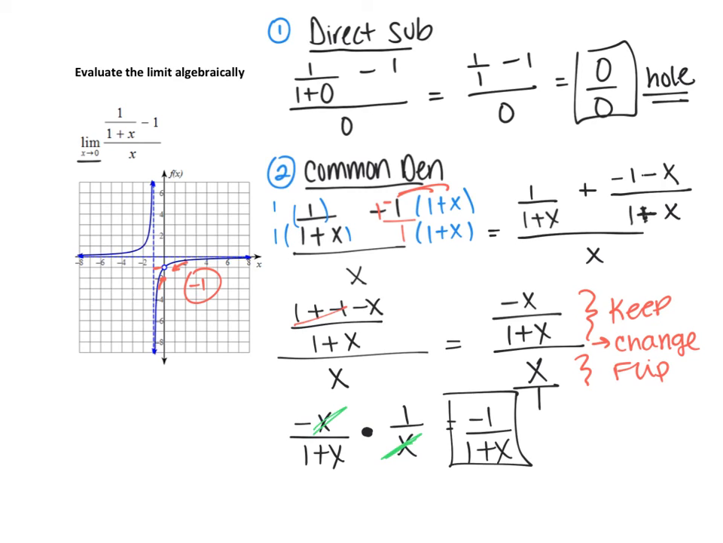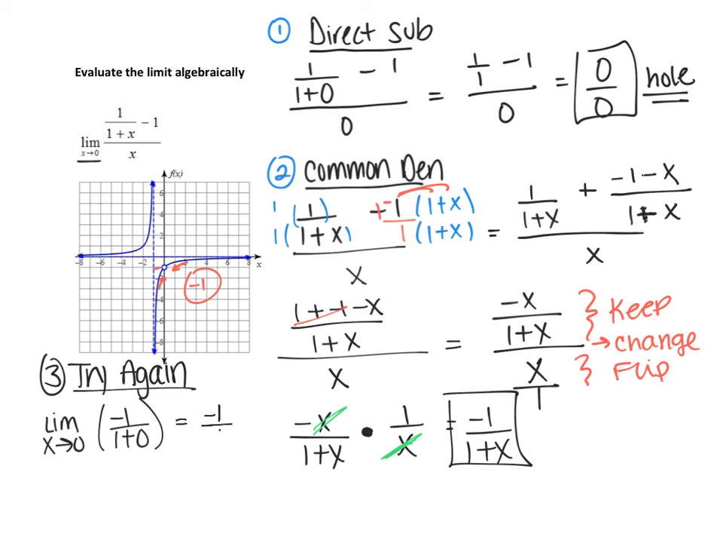And then my last step, step 3, we're going to try again. So, limit as x approaches 0 of negative 1 over 1 plus 0. Just for purposes of space, I just substituted the 0 in here. So negative 1 over 1 reduces to negative 1. And as we looked, that was our final limit.